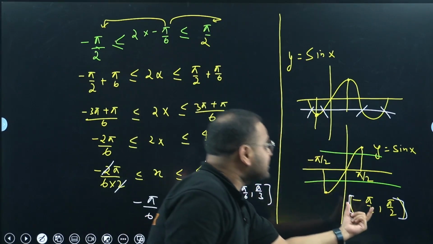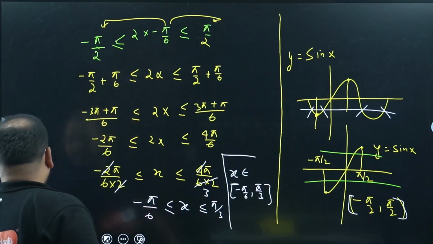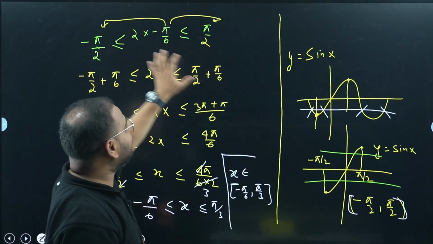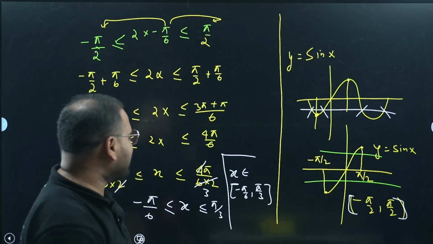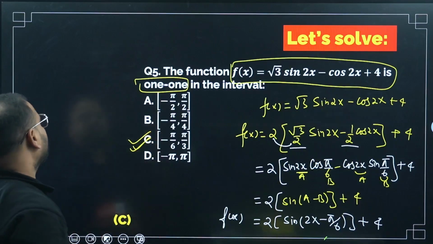This is called a restricted domain. When that is true, whatever is the value of the angle in this case has to fall between minus pi by 2 to pi by 2. Simplified, this gives the x value as minus pi by 6 to pi by 3. My final answer is option C. Check it out here, sir. Moving on.